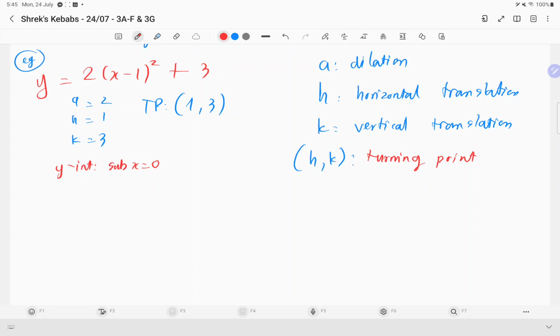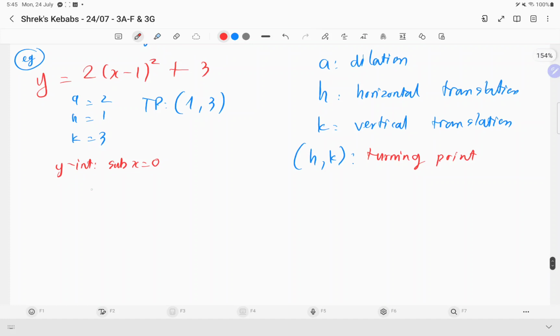Okay. So for the y-intercept, when you sub x equals 0, you get y equals 2 times (0 minus 1) everything squared, and then plus 3. Make sense? 0 minus 1 is minus 1, and squared it will just be 1, and then that will just be 2 plus 3, which is 5. So the y-intercept is 5.